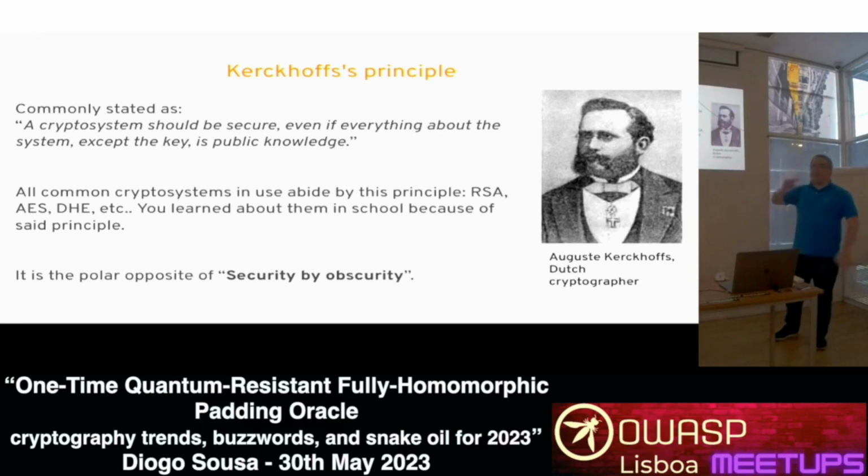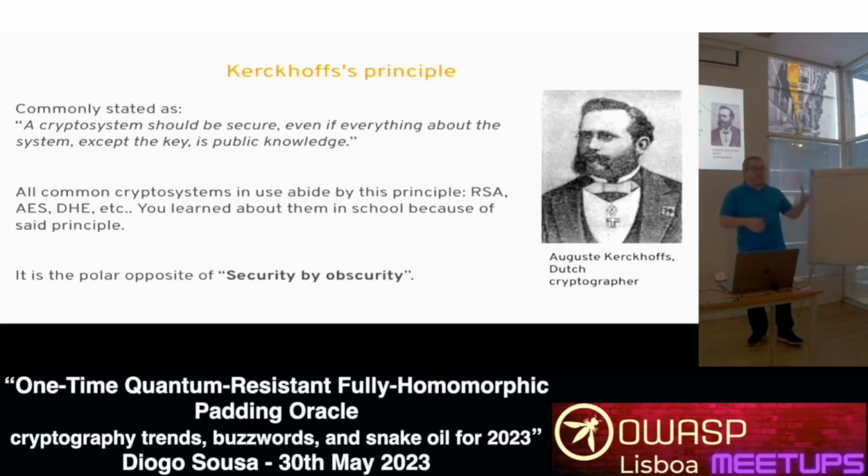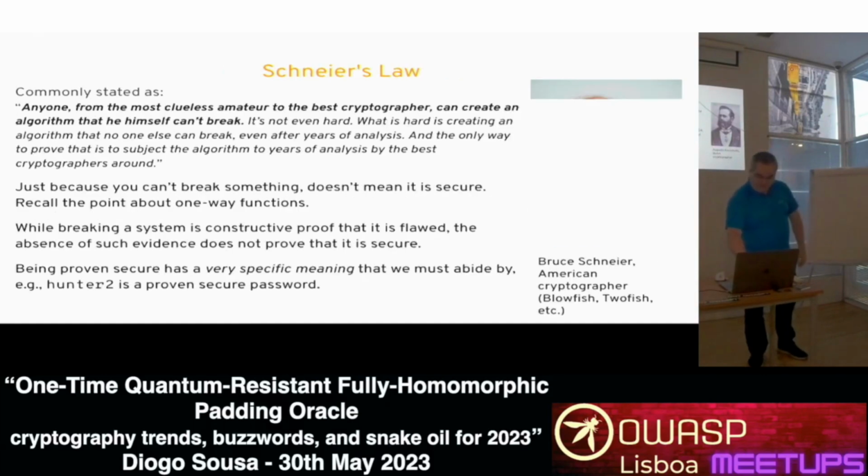The second entry on that list is the most famous one, which is commonly stated as: a crypto system should be secure, even if everything about the system, except the key, is public knowledge. Basically, all common crypto systems that you use today abide by this principle. Like, you know how RSA works, you know how AES works, you know how the Diffie-Hellman exchange works. You learned about it in school because of this. It's the polar opposite of security by obscurity. You basically have to assume that the enemy knows the system, and the only thing that you have to keep secure is the key. Okay?